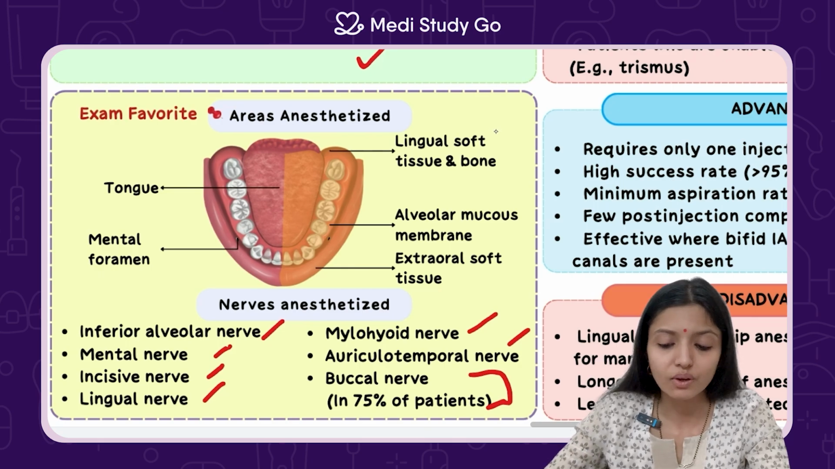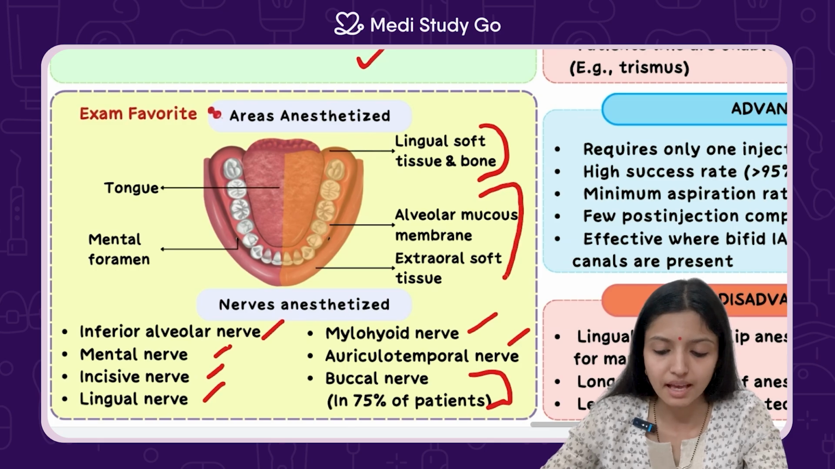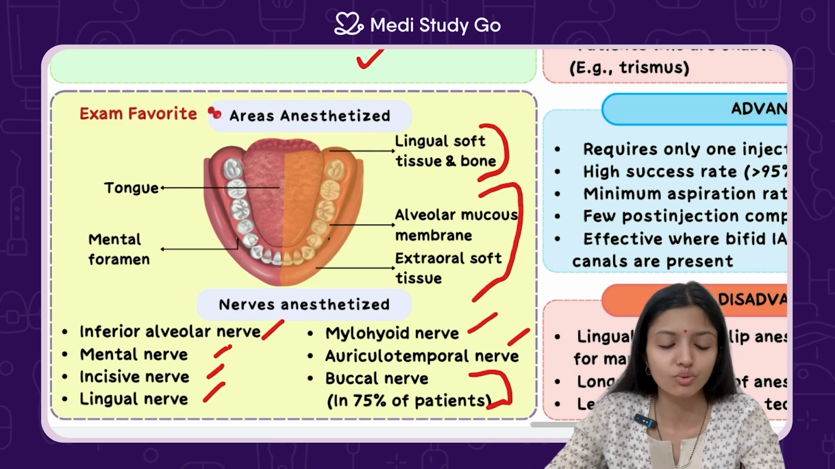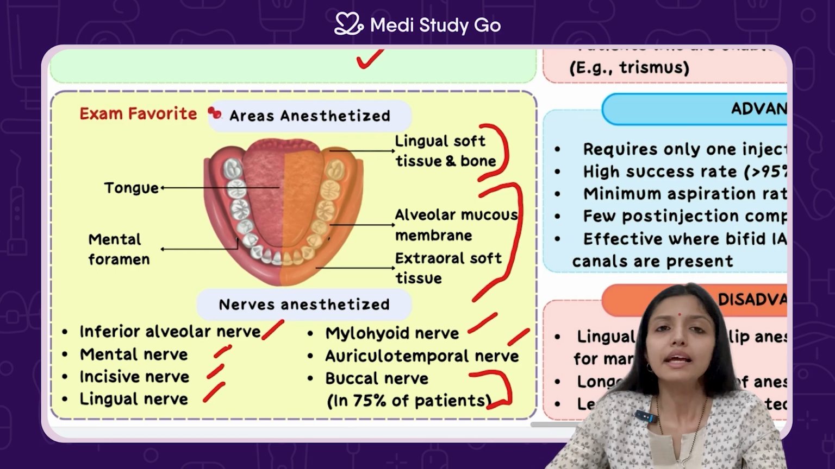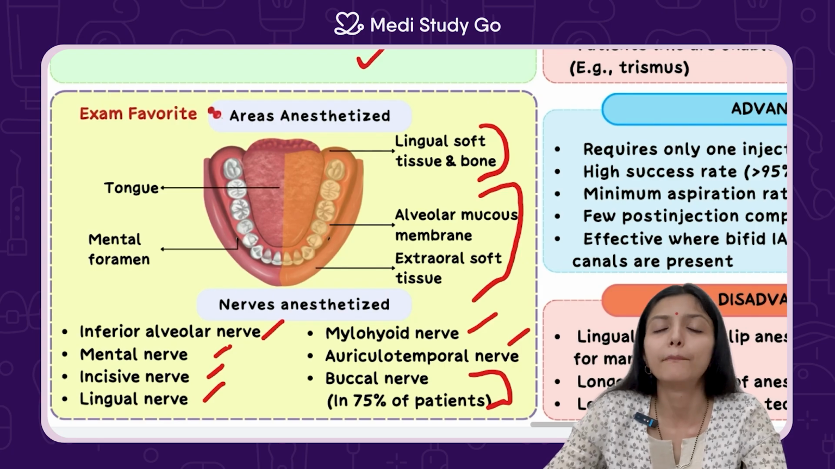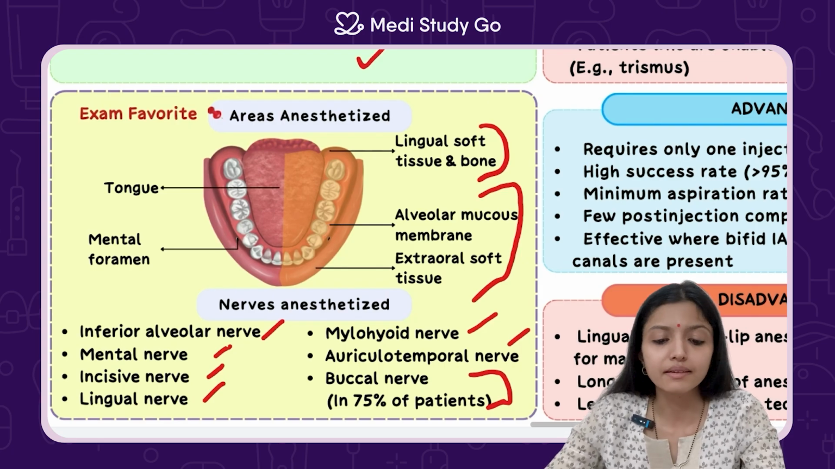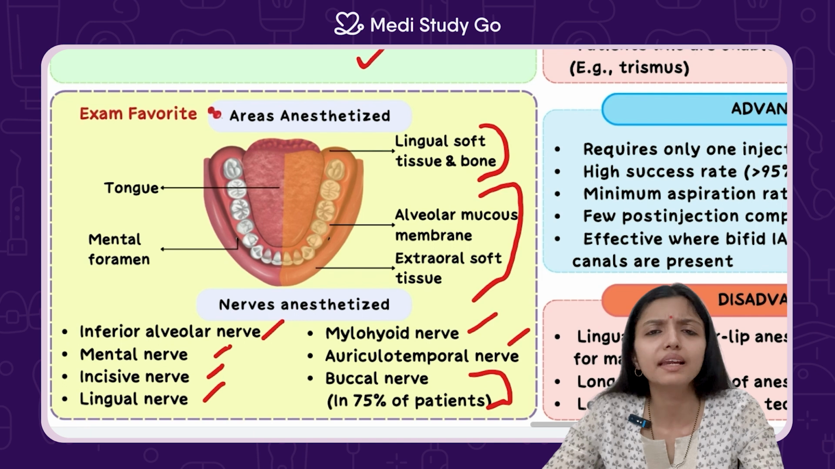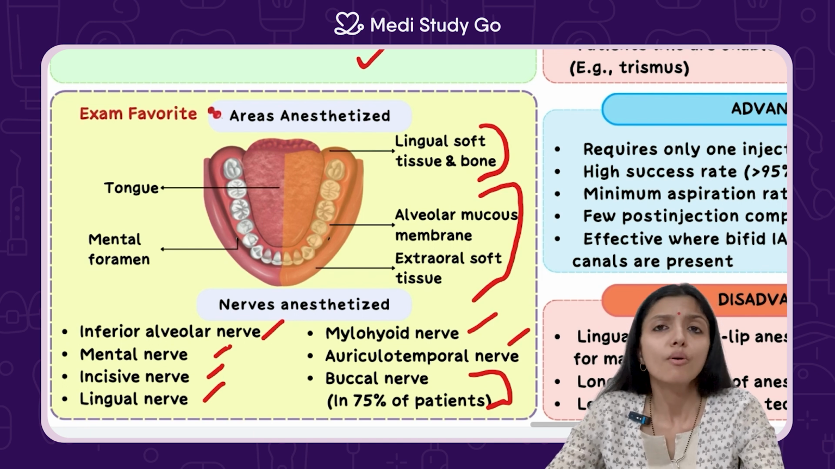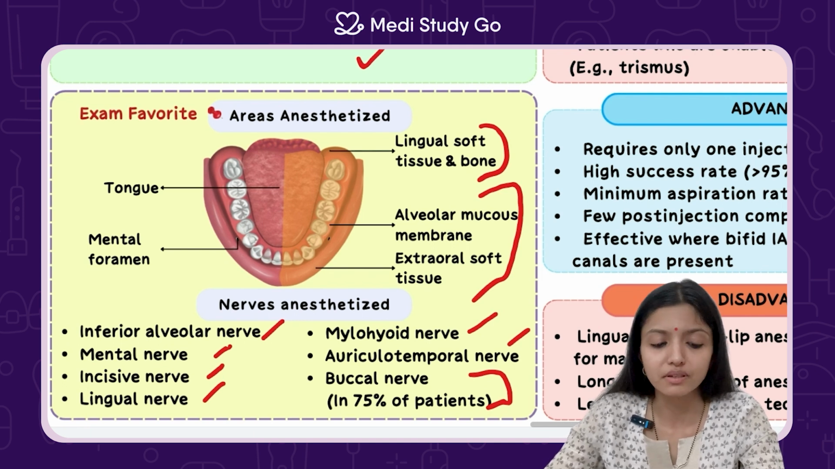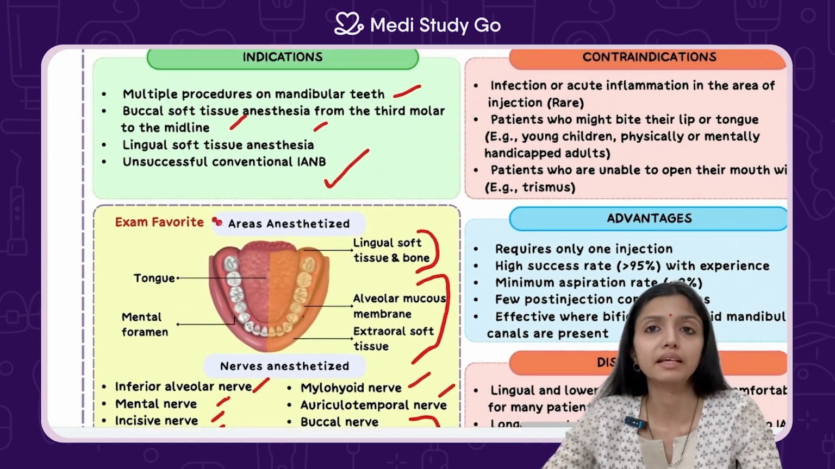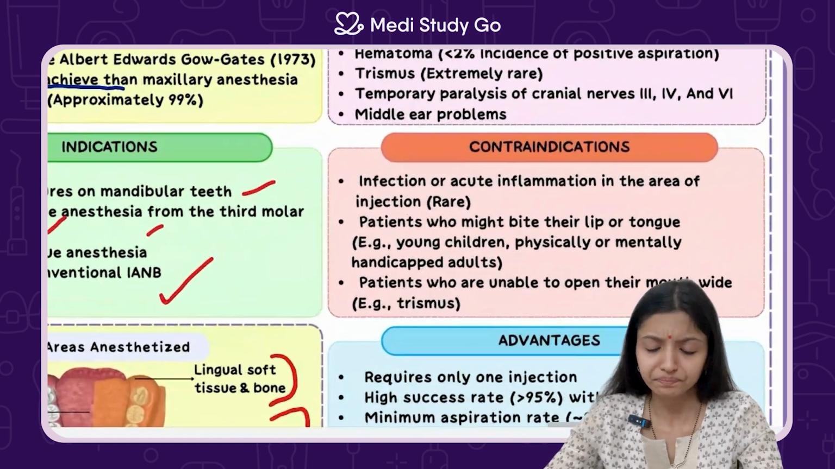It will anesthetize your lingual soft tissue and bone, the alveolar mucous membrane of the particular side, and the extraoral soft tissues as well. So on the whole, it helps you to achieve complete anesthesia. And like I've explained, it is most commonly indicated when you have to do procedures on multiple mandibular teeth. So it is better to give a Gow-Gates block rather than pricking the patient again and again.